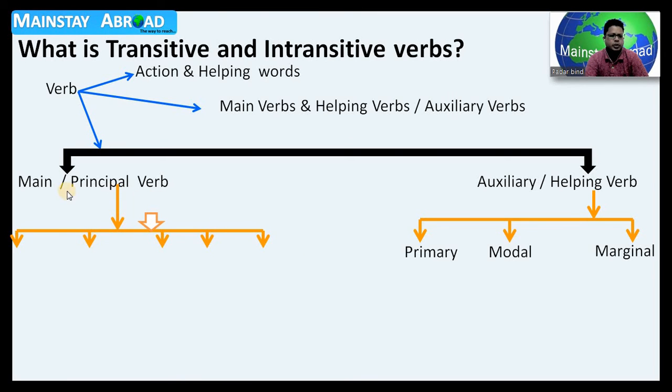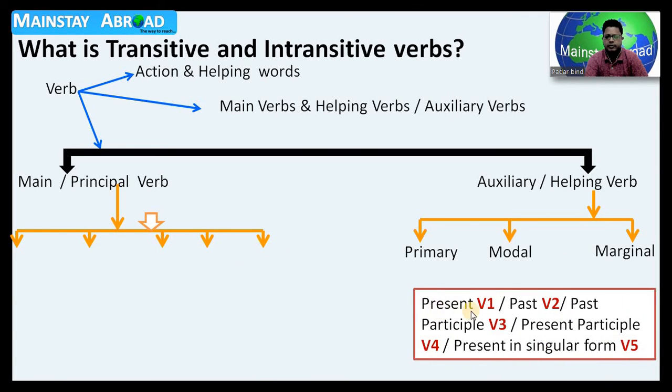Okay, now coming to the main verb, which is called the principal verb. It is divided into five sections. What are the five sections here? Notice: present verb, which is V1; past verb, V2; past participle, V3; present participle, V4; and present in singular form, V5. V1, V2, V3 we can understand easily, but present participle means the ing form, and present in singular form is when you put s or es with V1, and it becomes V5. So here we have V1, V2, V3, V4, V5.